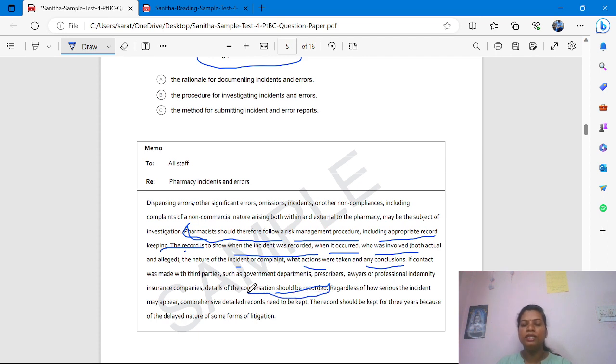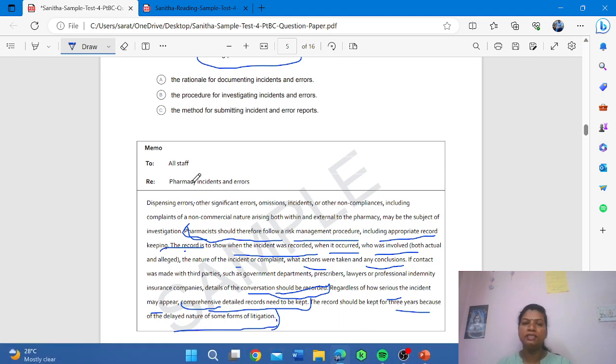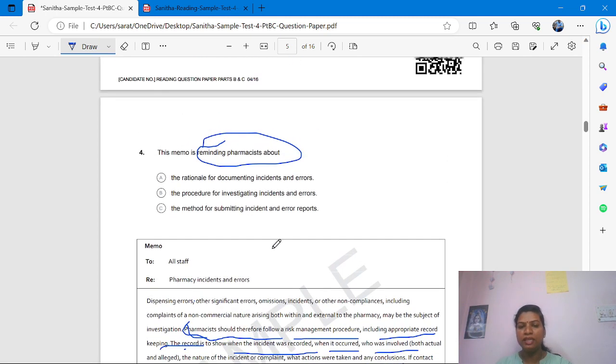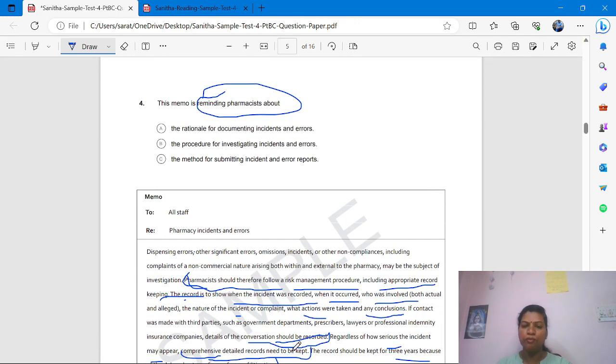Here all details should be recorded. Regardless of how serious the incident may appear, comprehensive detailed records need to be kept. The record should be kept for 3 years because of the delayed nature of some forms of investigation. Sometimes it takes a long time, so we have to keep it for 3 years. That is the summary. Everything is about record keeping, and how it is prepared.